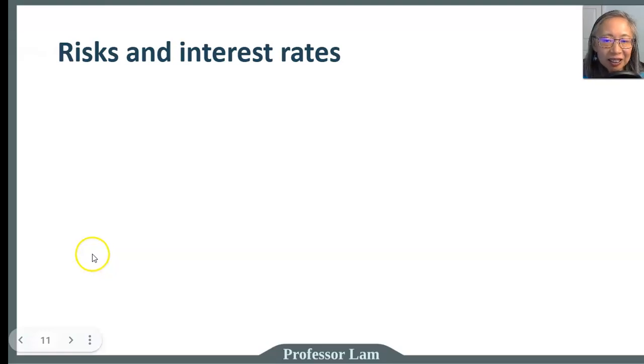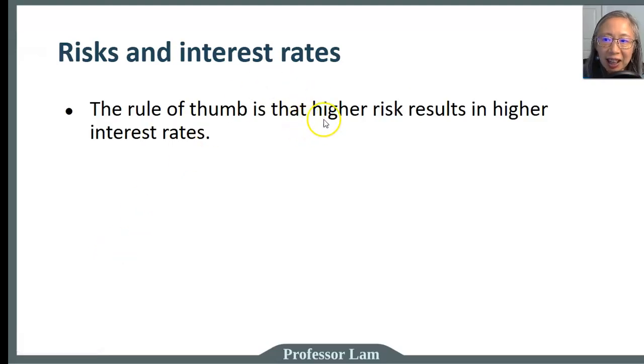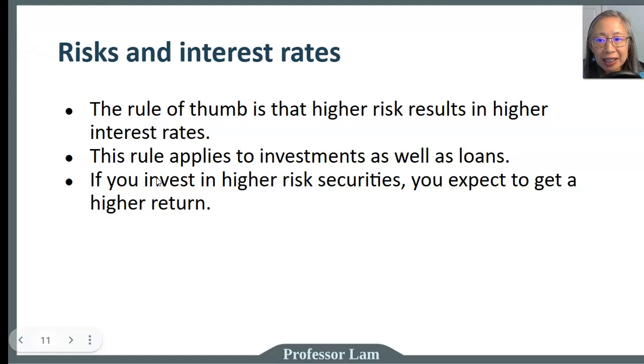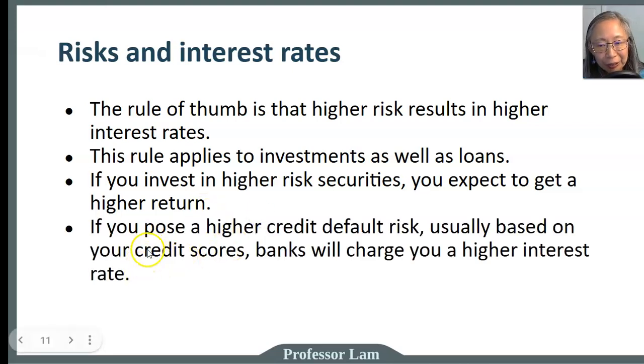To summarize, generally there is a positive relationship between risk and interest rate. What that means is higher risk will result in higher interest rate. This rule applies to both investment and loans. That means if you invest in a high risk security, you can expect to get a high return. The corollary means that if you get a high return on an investment, it is a high risk investment. If you are the borrower and you have a high default risk, usually this is based on your credit scores, another topic that we will talk about in a future chapter, banks will charge you a higher interest rate.